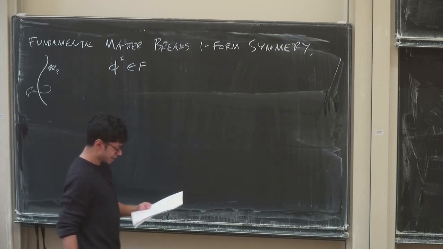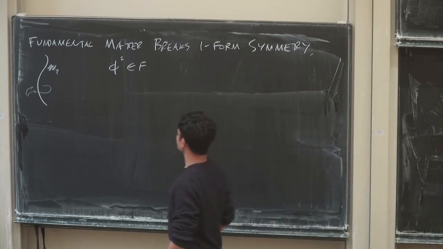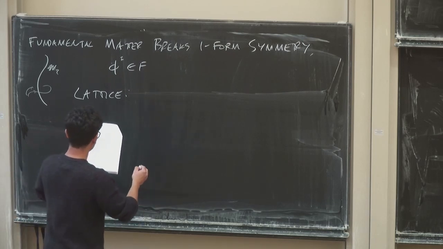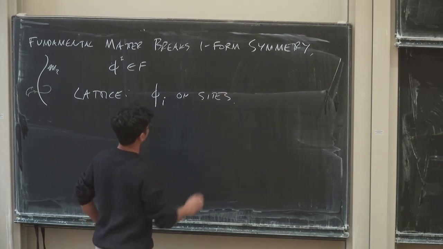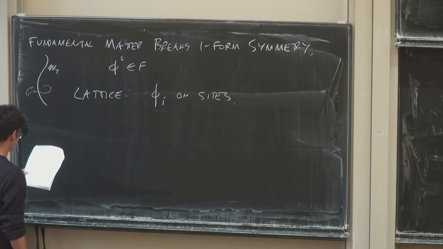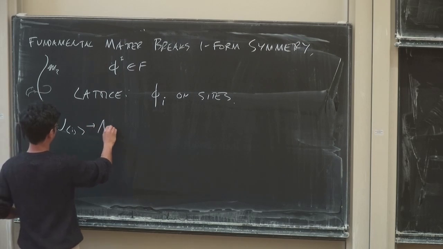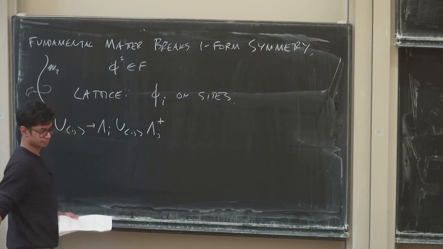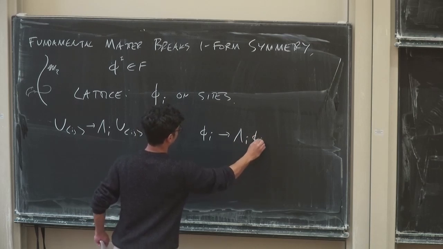And again, one can do this a bit more explicitly on the lattice. Let me explain how to do it on the lattice. On the lattice, let's add the matter. I'm going to introduce a field phi_i on the sites. Here phi_i is in the fundamental of the gauge group, which means that under a gauge transformation, my degrees of freedom now transform like this. U_ij goes like before, to lambda_i U_ij lambda_j dagger, and phi_i goes to lambda_i phi_i.